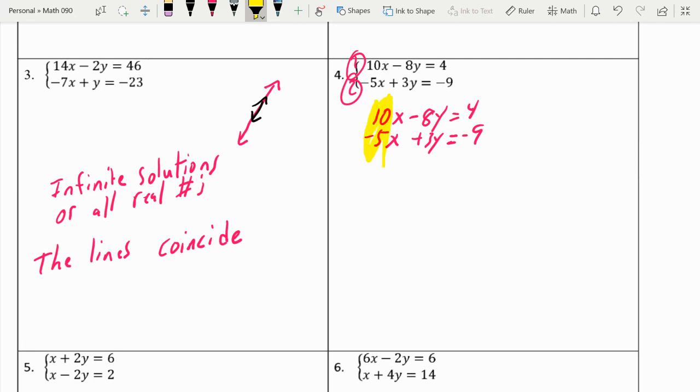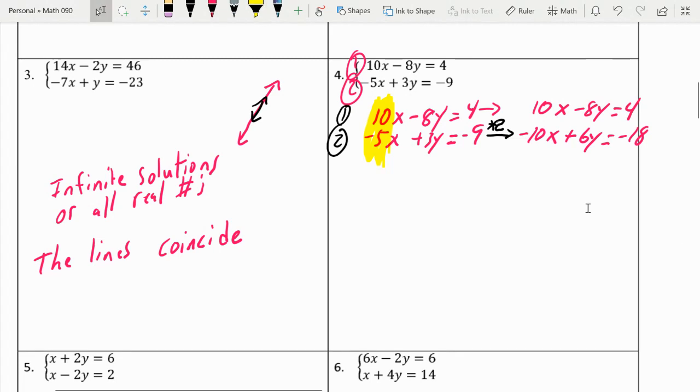So if I look at this right here, if I multiply equation 2 by positive 2, I end up with negative 10x plus 6y is equal to negative 18. I'm not going to do anything to that top one because I want you to see what happens. I want these two things to be exactly the same except for the signs to be different. Do you agree they're exactly the same and the signs are different?